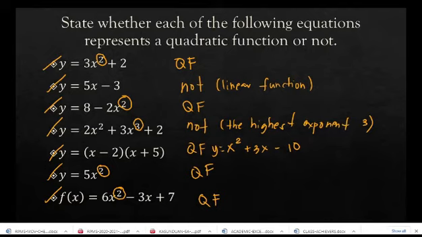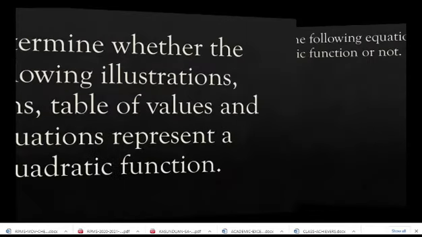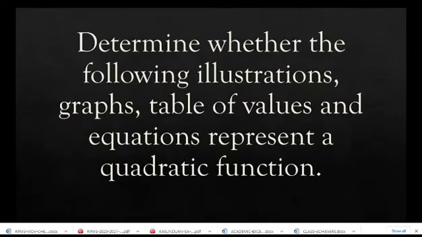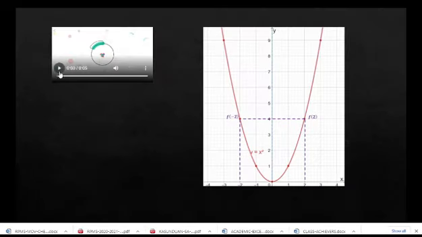Okay, that's all for our lesson for today. So let's have a quick exercise about what we have discussed today. I want you to determine whether the following illustrations, graphs, table of values, and equations represent a quadratic function. I will give you 5 seconds per item. All you have to do is to say if it is a quadratic function or not. Let's start with the first one.